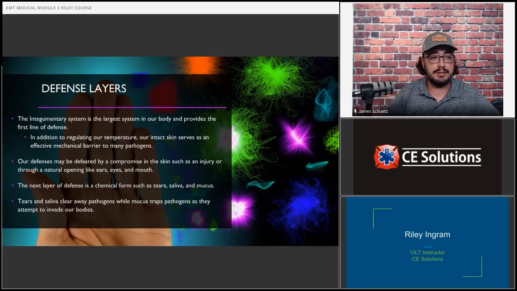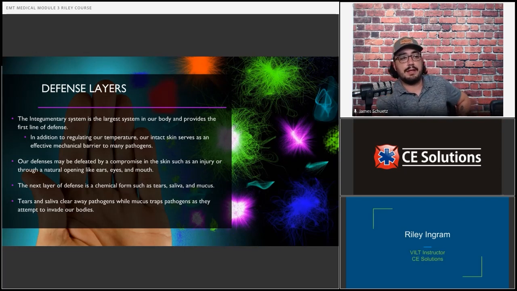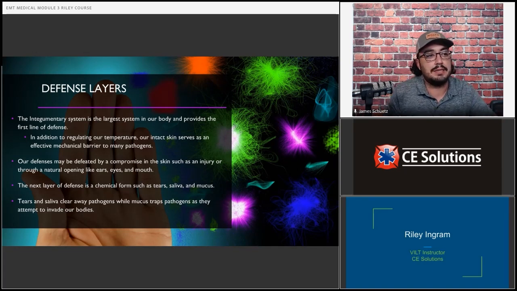We've got the integumentary system. That's going to be the largest system in our body that provides the first line of defense. In addition to regulating our temperature, our intact skin serves as an effective mechanical barrier to many pathogens. Our defenses may be defeated by a compromise in the skin, such as an injury, or through a natural opening like your ears, nose, eyes, mouth, the normal holes in our skin that are supposed to be there.